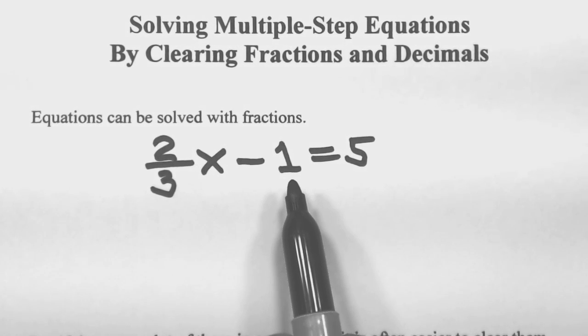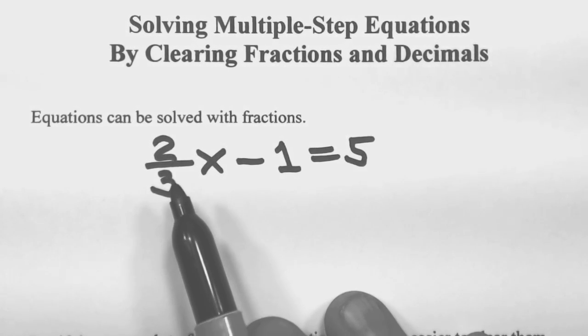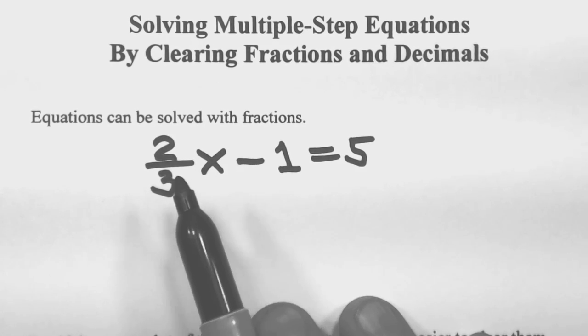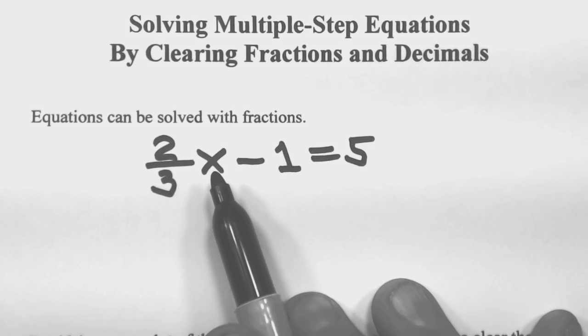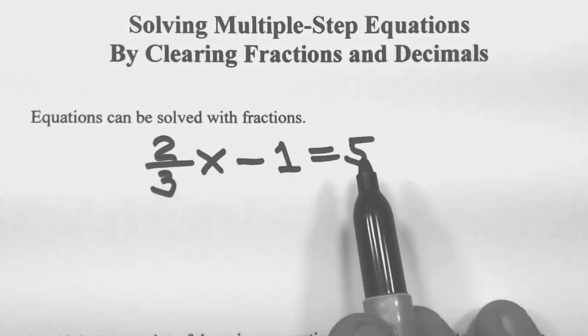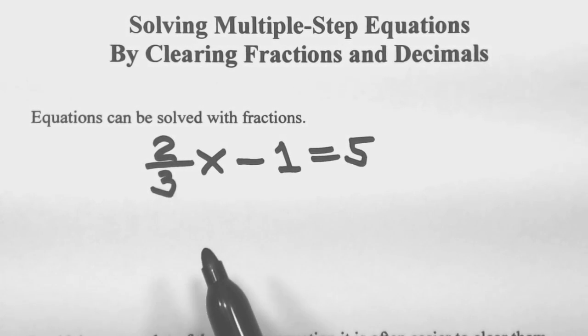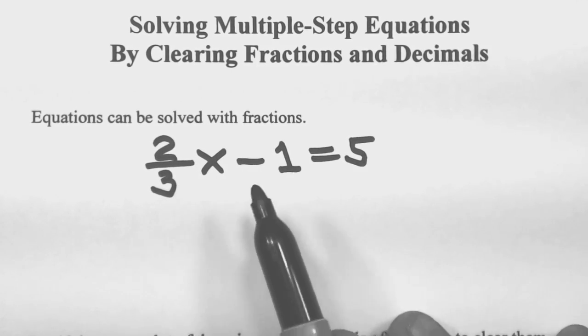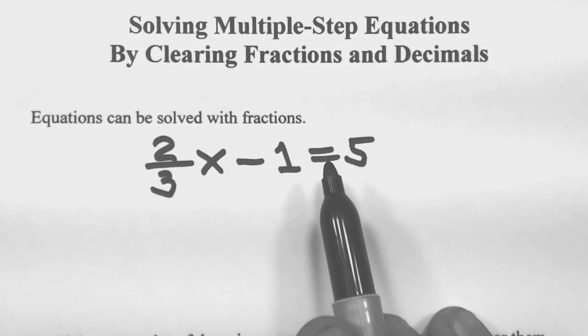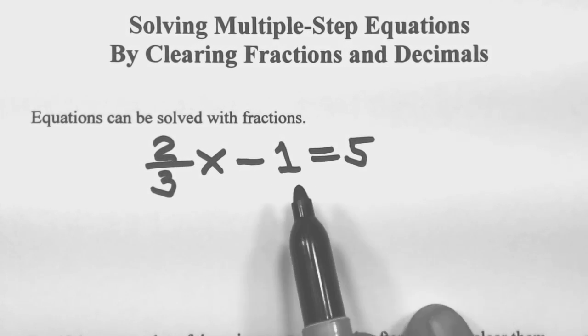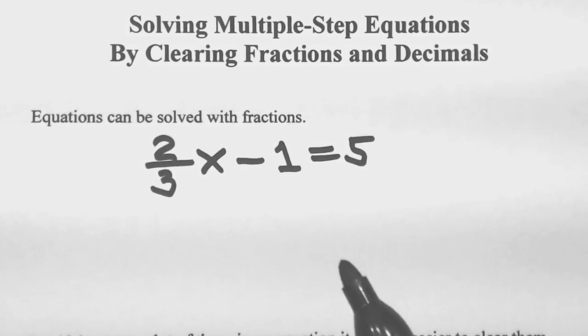But before we start talking about clearing them out, I want to point out that you don't always have to do that. For instance, if we had something simple like this equation with just a single fraction in it, 2/3 times x. Even if you had two fractions here with the same denominator, it would probably not be worth the effort of clearing out the fractions. Let's remind you how you can solve this one.